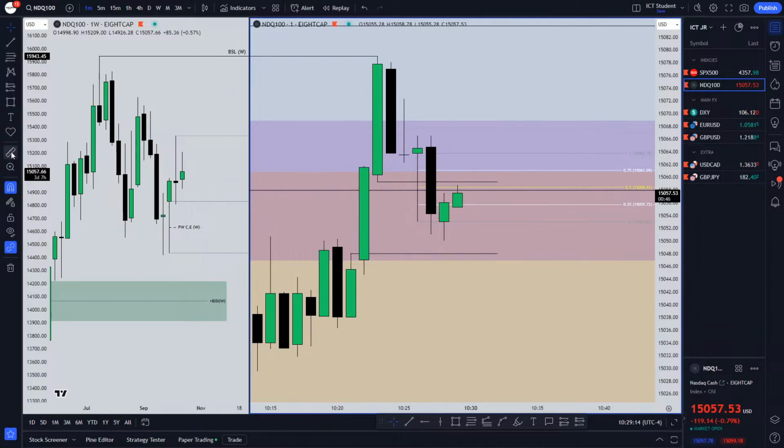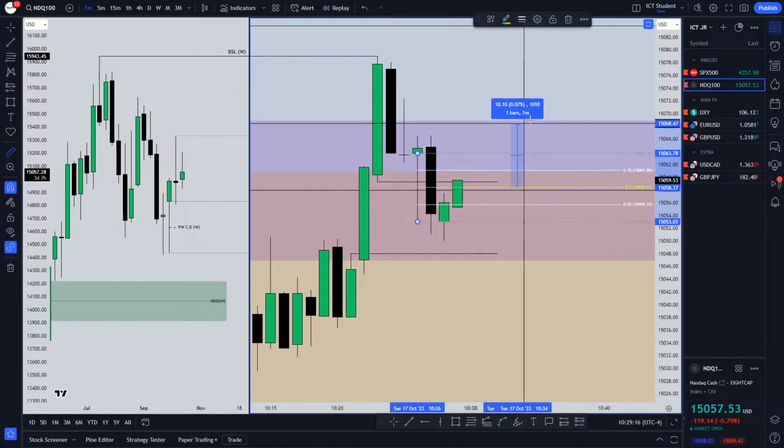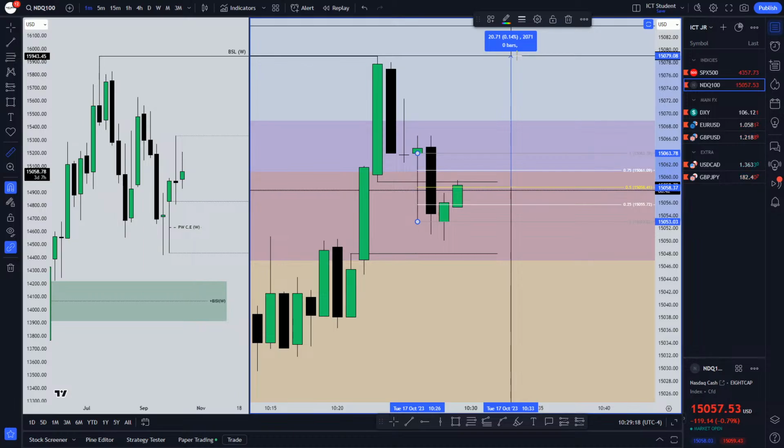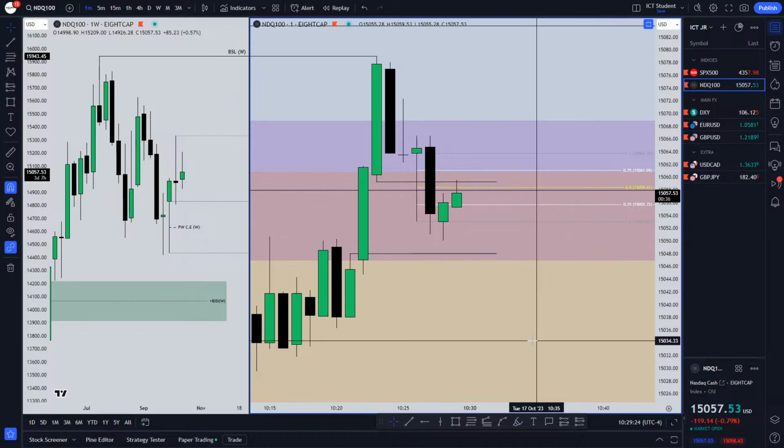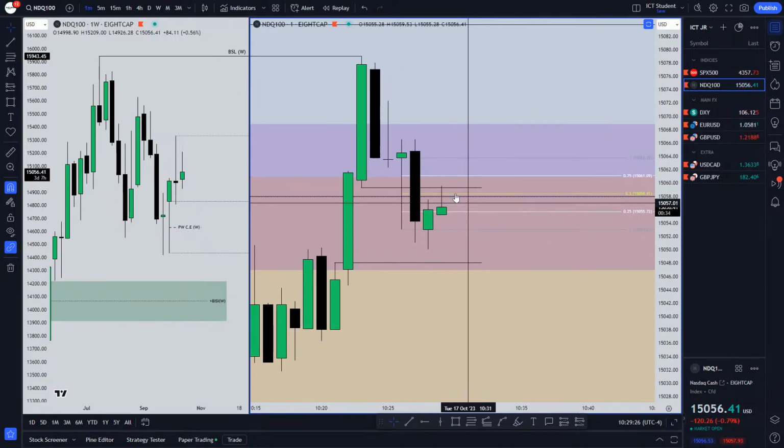So if I was to take a trade idea, what would this be? Around 20 pips, 20 pips around there. You can start rejecting. Next candle does.